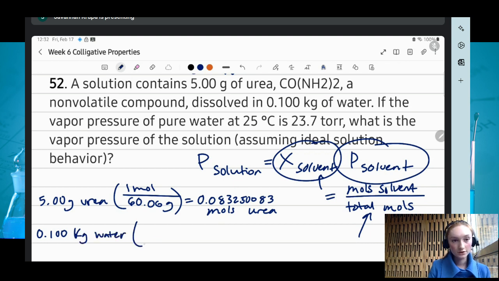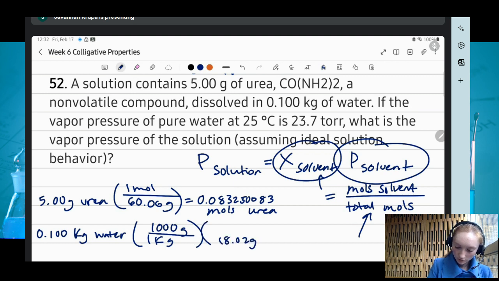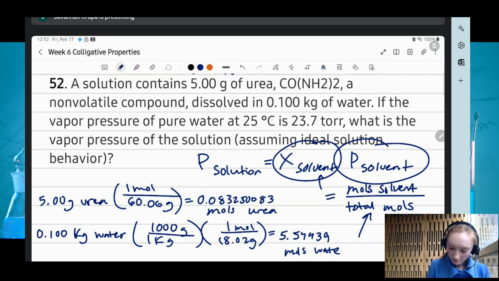So now let's convert to grams and then to moles. For every 1 kilogram, there are 1,000 grams, and for 18.02 grams, there is 1 mole of water. So we will get a mole amount of 5.54939 moles of water. Okay, so now that we have moles of urea and moles of water, we can calculate the mole fraction of the solvent.